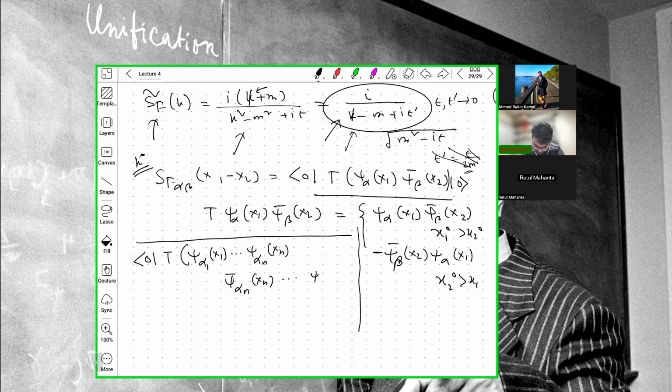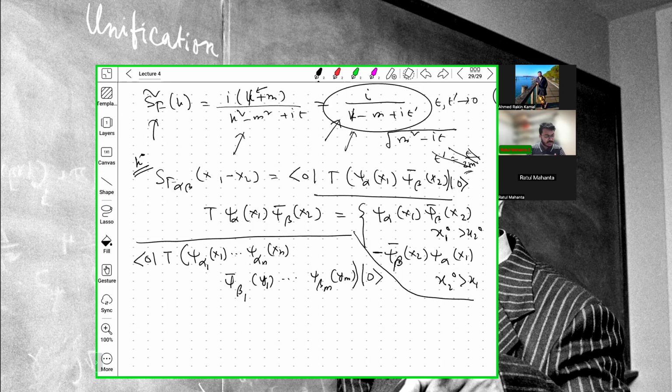Call them beta 1. We could have started with alpha n plus 1 located at x n plus 1, but for notational simplicity, call it some beta m at ym, and take the vacuum expectation value. So this is what a general correlator will look like.